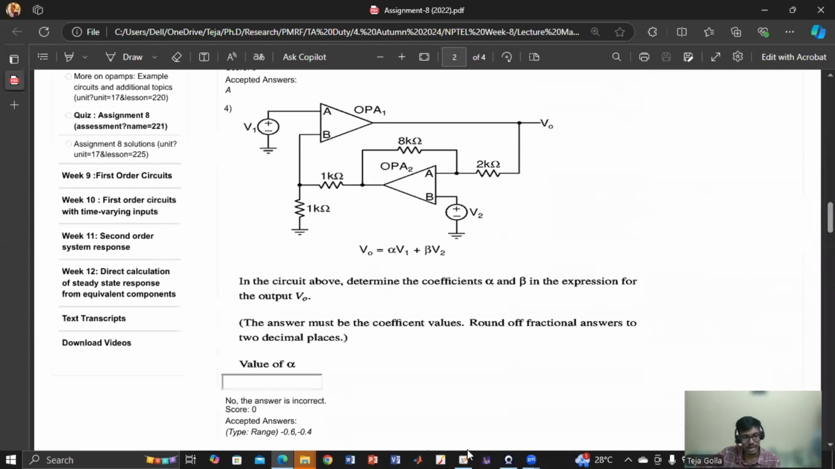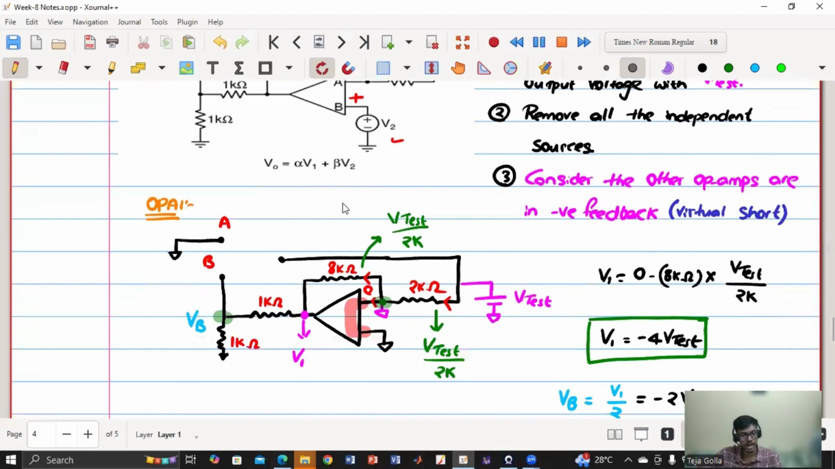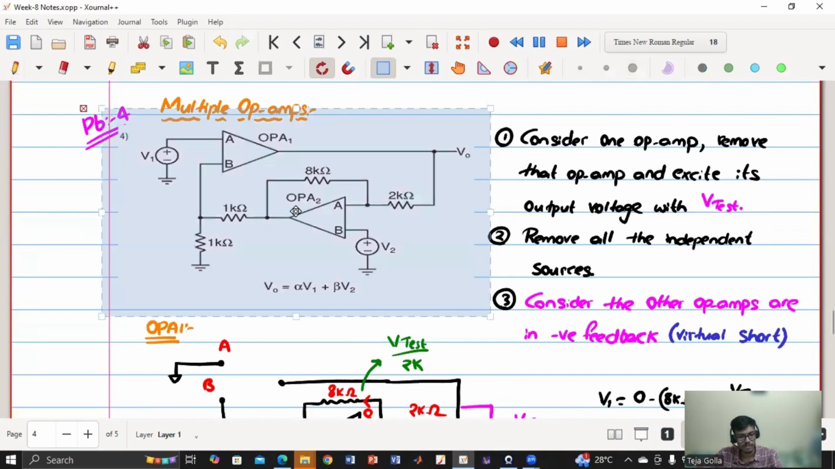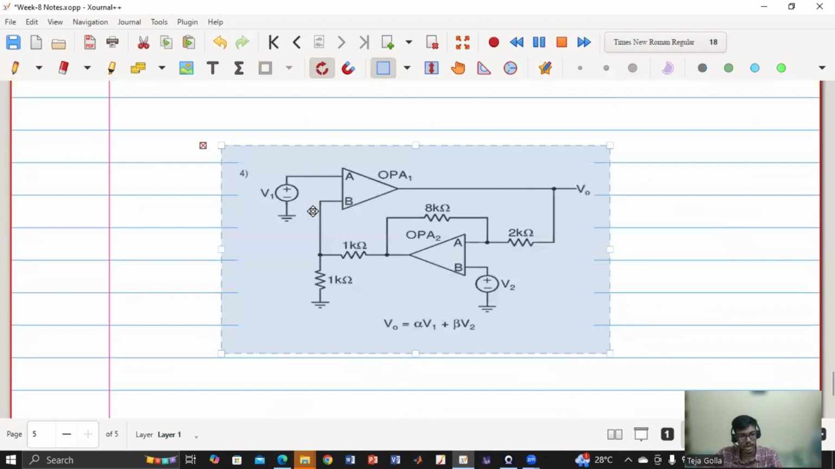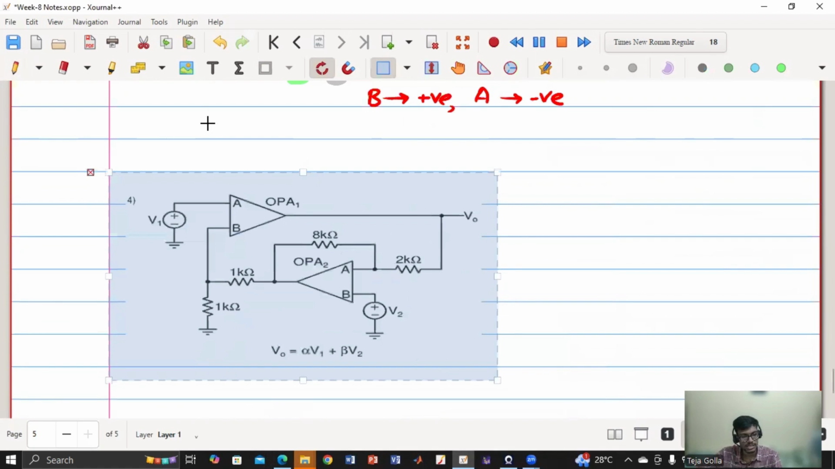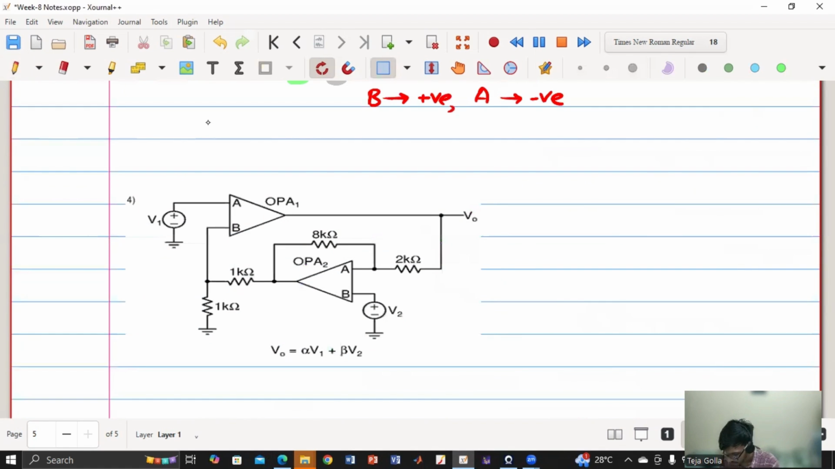So now they're asking for V naught in terms of alpha V1 and alpha V2. Now I know the negative terminal, positive terminal, everything. Now I'll use this knowledge to calculate V naught in terms of V1 and V2. We know in both cases A is negative, so let us use that result.